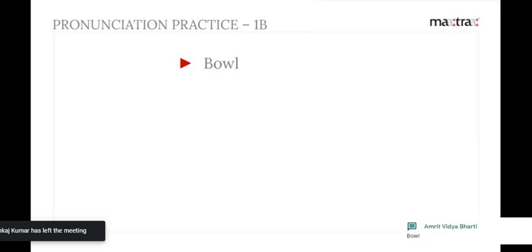Now the easiest way to remember this is cricket mein, how do you bowl? You do batting and bowling, right? You don't do bowling. You do bowling. So the easiest way to remember this is bowl.